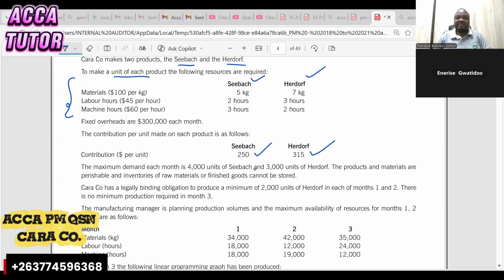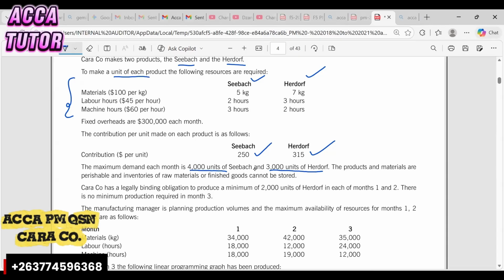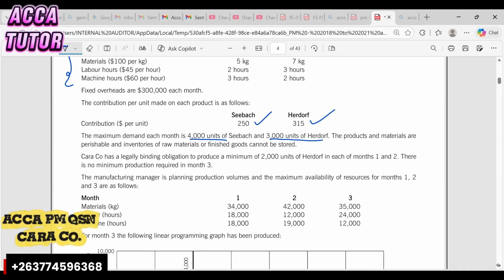The maximum demand each month is 4,000 units of seabirch and 3,000 units of head of. The products and materials are perishable, and inventories of raw materials or finished goods cannot be stored. So you just have to produce them and deliver, produce to sell. Mm-hmm. So those are some of the details which you will use when you do some discursive parts, especially if it was a section C question. Those are the things you need to consider.